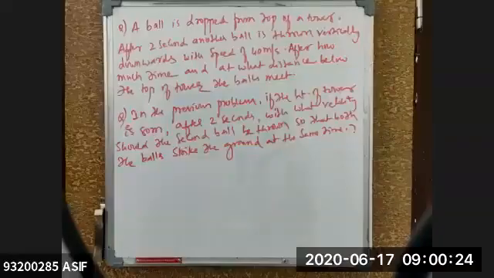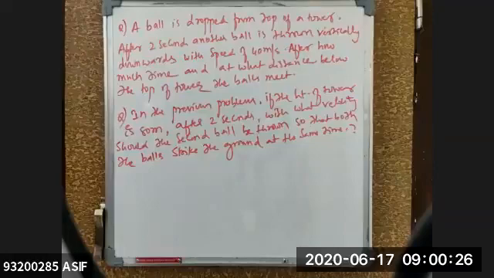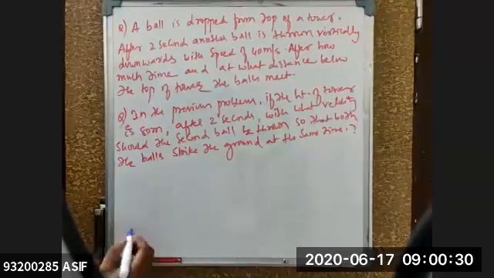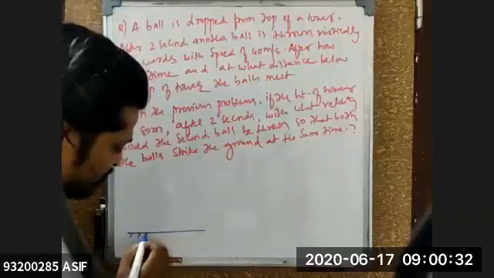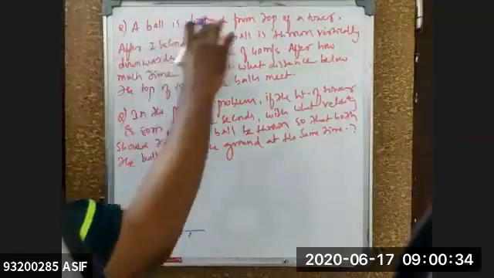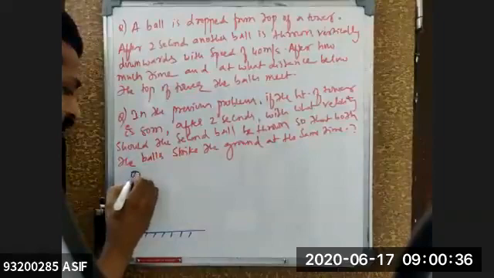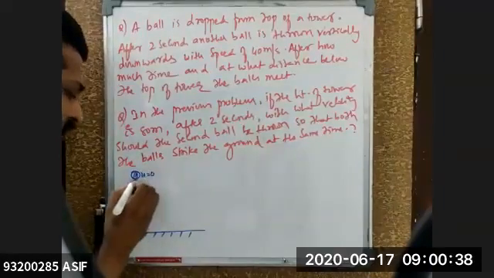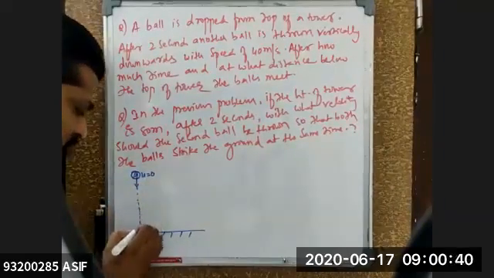So I'll give you an idea, so you try to work it out better. Say for example, I'll just draw the diagram for you. Say this is your ground, and a ball is being dropped. The first one is being dropped, so the initial velocity is how much? 0. So it will reach the ground somewhere here.